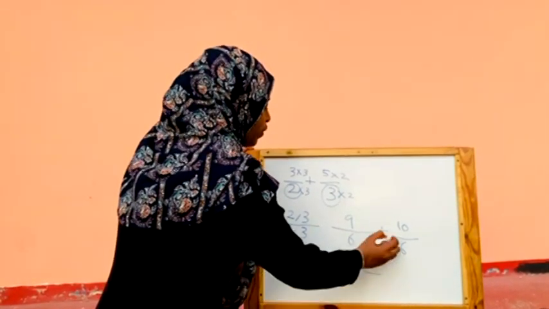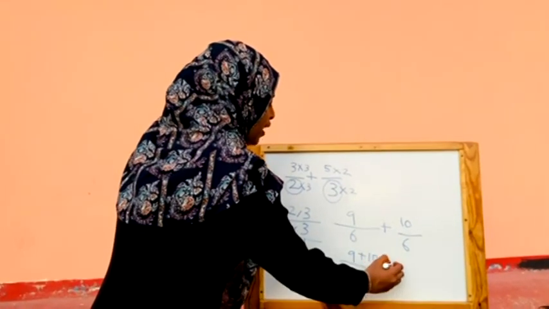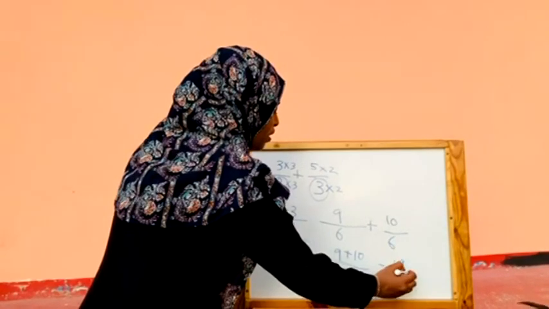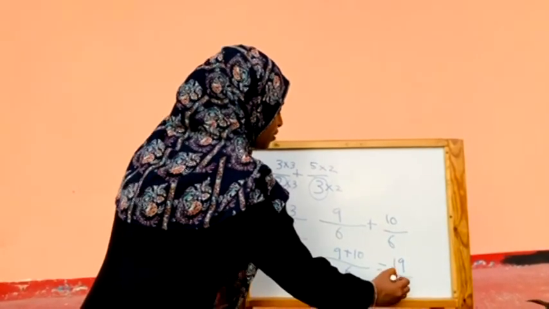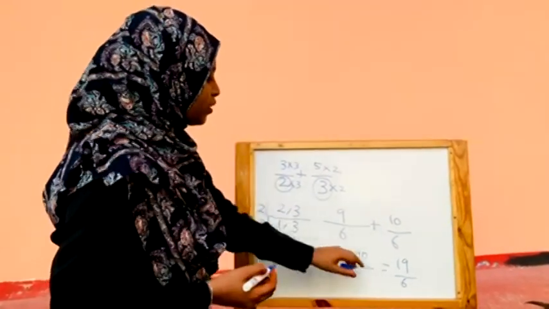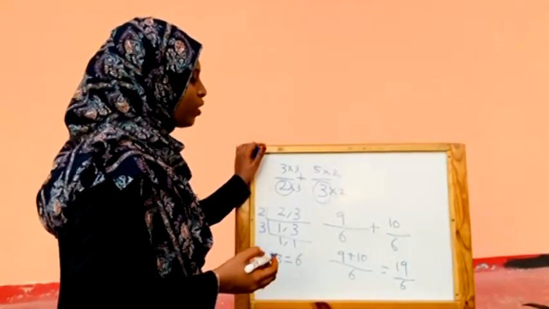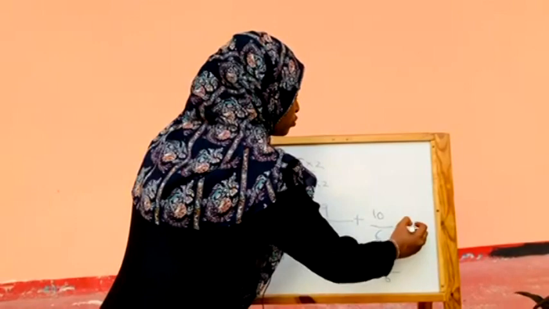Divide by, you have to write 6. 9 plus 10 is 19. And you have to write 6. Here you can see that this is an improper fraction. So what you have to do is you have to do division.